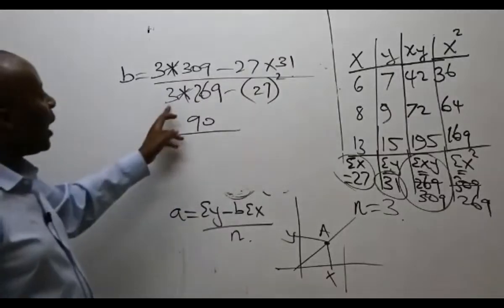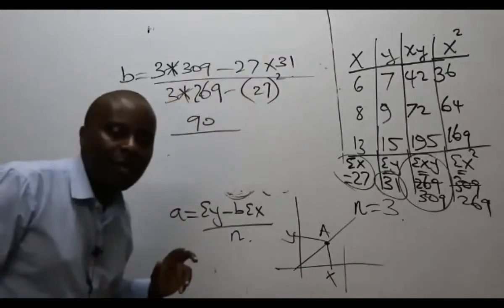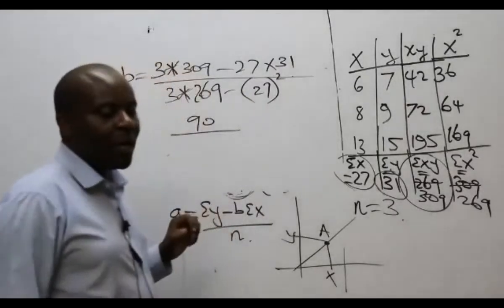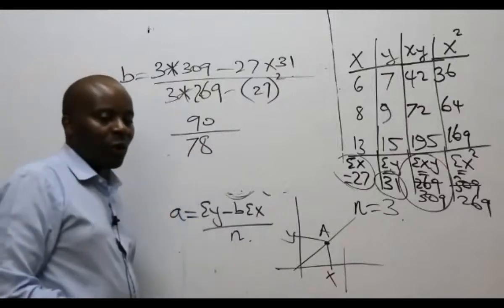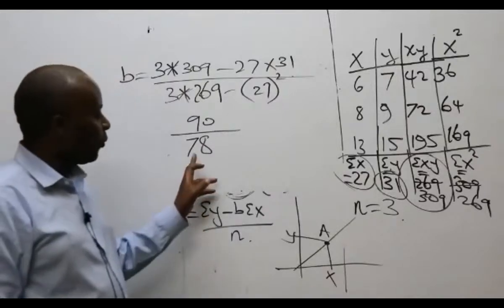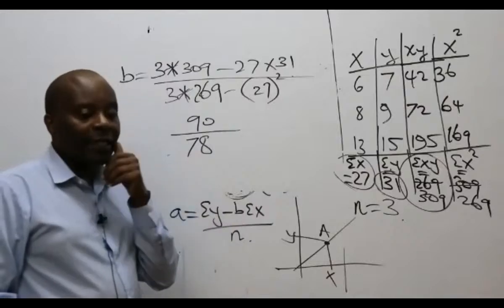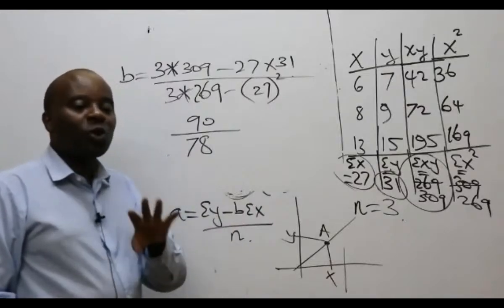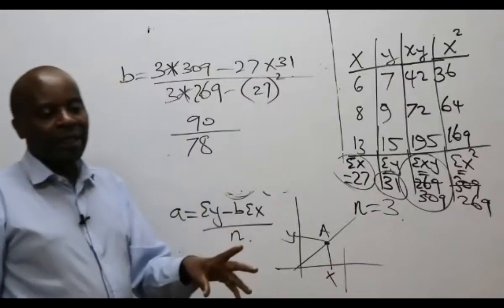Denominator is 3 times 269 minus open brackets 27 squared. 27 squared according to Fatma gives me 78. Of course, I would want this corroborated. I would want another student to confirm whether this 78 is correct. Sharon Gaetano, very good. Collins also has confirmed the 78. Maureen has also confirmed the 78.